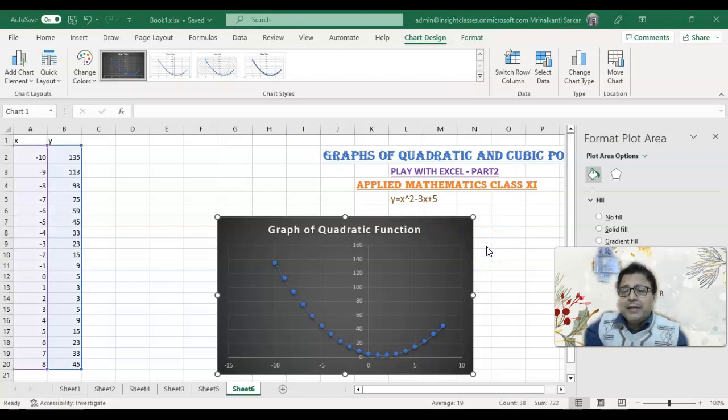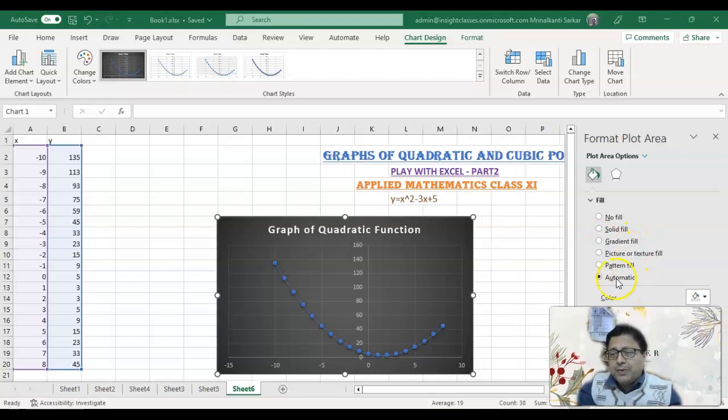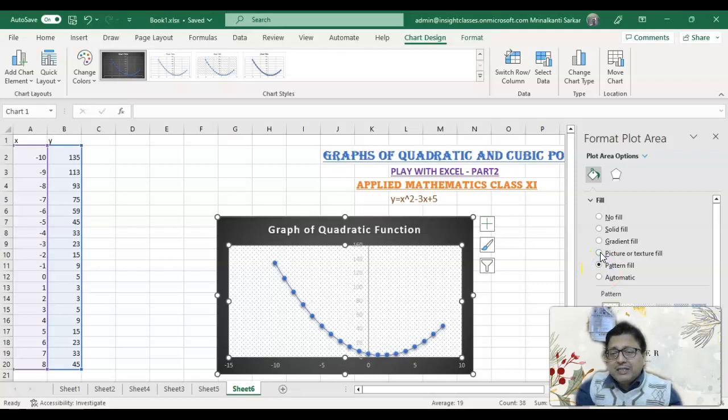That beautification can be done just by clicking on pattern fill, gradient fill, all these things. If you do it, you will get them one by one. Pattern fill you can do. Picture or texture fill also you can do. You can select any one of them. If you take this one, then it comes like this. The background is getting changed. So this way the graph of a quadratic polynomial can be plotted.